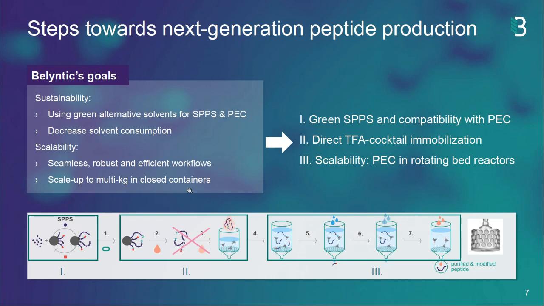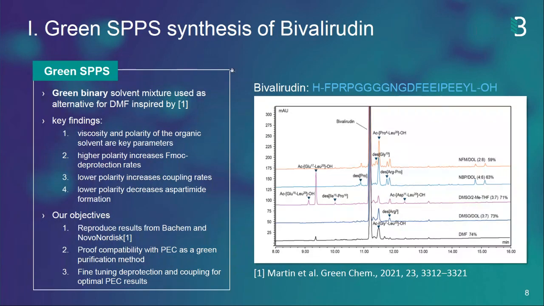closed containers. So to achieve this, we have revisited each process from SPPS synthesis till the purification, and we came up with three possible approaches where we can improve the process and give you the next generation of peptide production whole package. The first is green SPPS synthesis, the second is direct TFA cocktail immobilization, and the third is the possibility of how we can scale up the PEC to purify the peptide in multi-kilogram scale. So coming to the first, green SPPS synthesis, we have taken bivalirudin as an example.